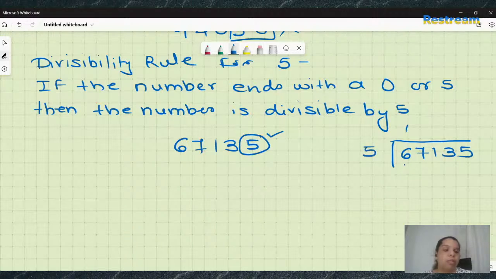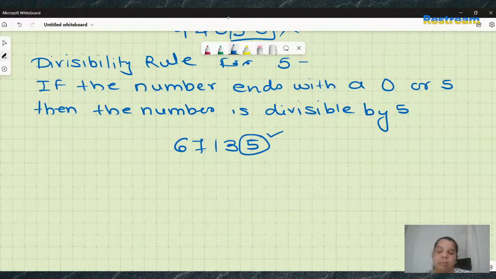5 times 1 is 5, 1 comes down. 5 times 3 is 15, 1 comes down. 5 times 4 is 20, 3 comes down. 5 times 7 is 35. So yes, this number is divisible by 5. So we can always say that any number ending with a 5 is divisible by 5.